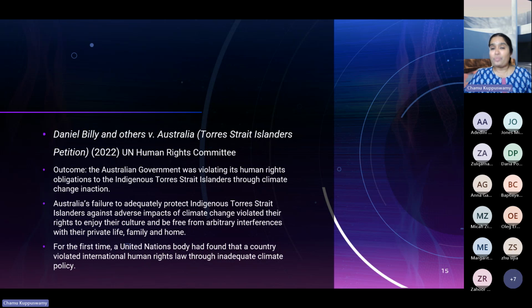But then what kind of human rights? So far we looked at the example of right to life, right to food, right to a healthy environment, right to health, etc. But now we've got the right to culture. So what they said was the adverse impacts of climate change violated the Torres Islanders' right to enjoy their culture and be free from arbitrary interference with their private life, family, and home. So now we've got the right to culture of a community, a collective human right.